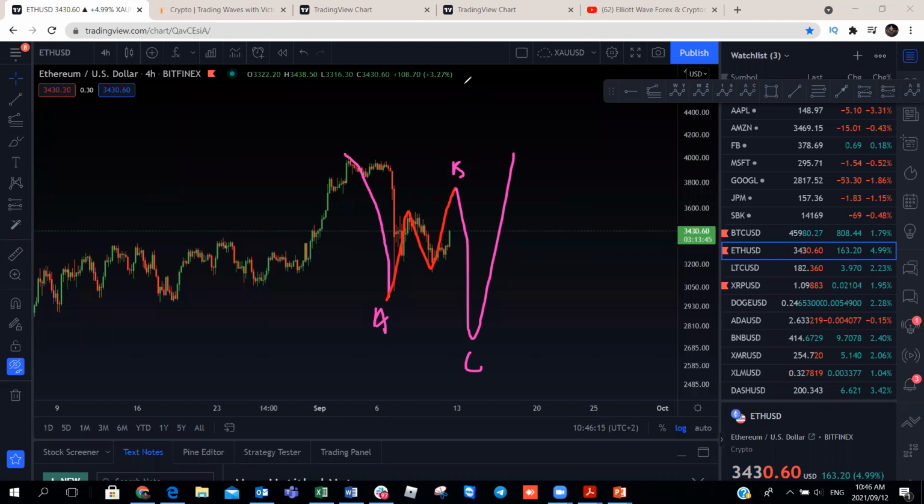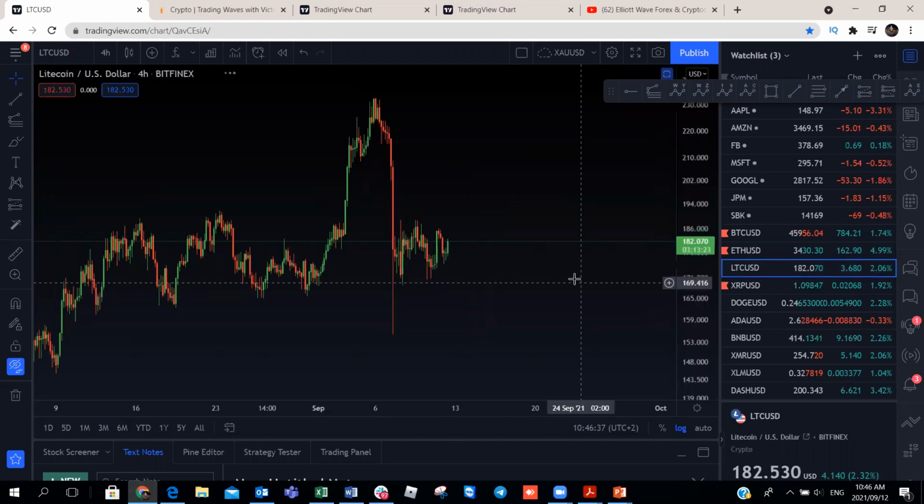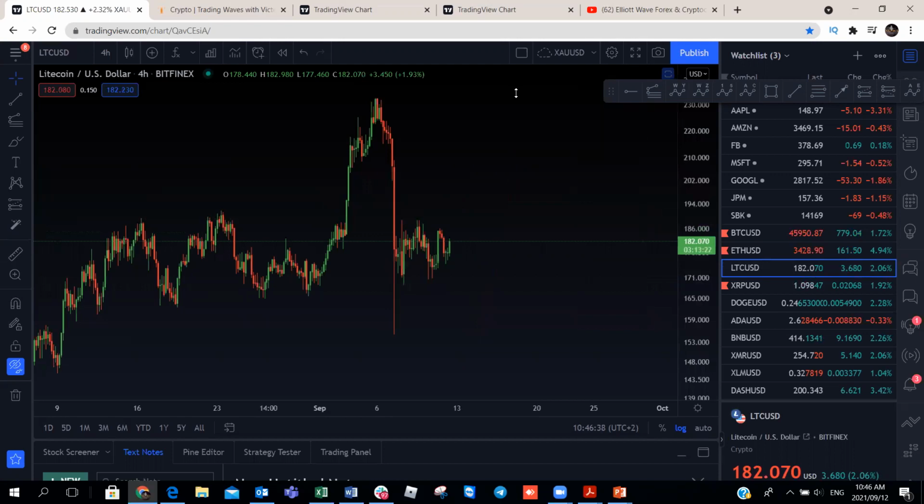Now, if you look here, just a bit more detail, you'll see that we've got 1, 2, 3 here for that red B. And the red B is as follows. This is A, this is B, and we're looking for this one to complete the C here in the red degree. When that C is done, it will be completing the B in purple, and we'll look for one more down and then upside. That will be a whole corrective structure on Ethereum. So the next leg higher, we're still expecting the next leg higher. You'll see all of them have got the same structure. This is now Litecoin. Same thing, impulsive move to the downside.